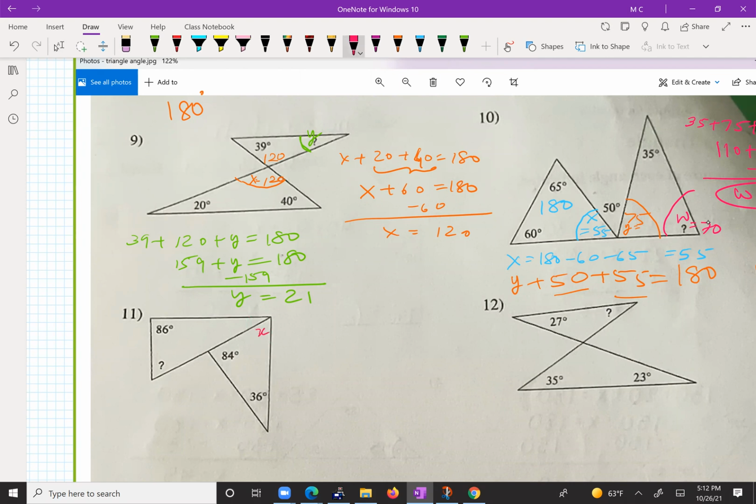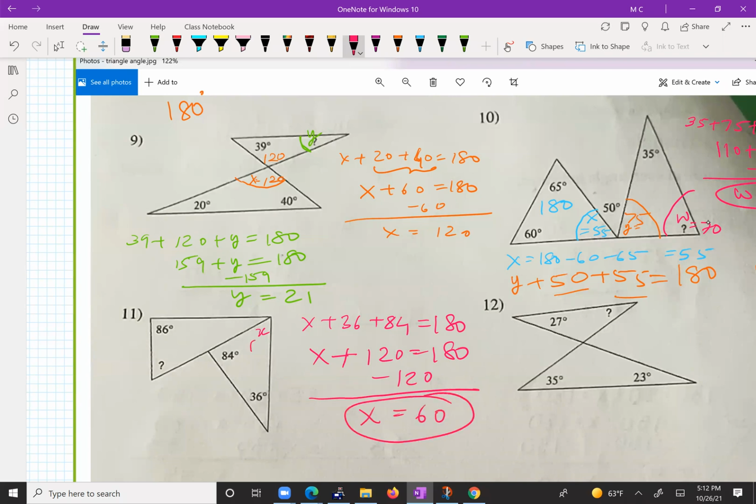So let's say this is x plus 36 plus 84 equals 180. X plus 120 is 180. We subtract that. X is 60. So you can say this is 60. Now the other two angles could be pretty much anything, because 86 is gone there, so the total of that will be 94. So I think whoever made this question made a mistake. It should say that this total is 90 degrees, but it doesn't say so.